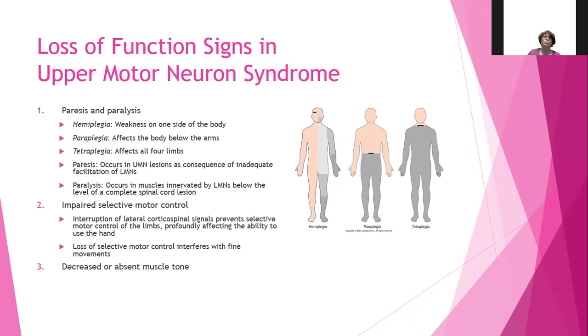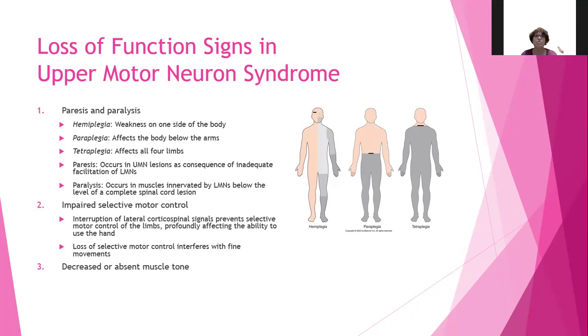Paralysis usually occurs with spinal cord injuries in muscles innervated by lower motor neurons below the level of a complete spinal cord lesion. So there's nothing wrong with the upper motor neurons or the lower motor neurons, but the tract in between is what's affected. And so the lower motor neurons are just not getting any signals. You get impaired selective motor control.